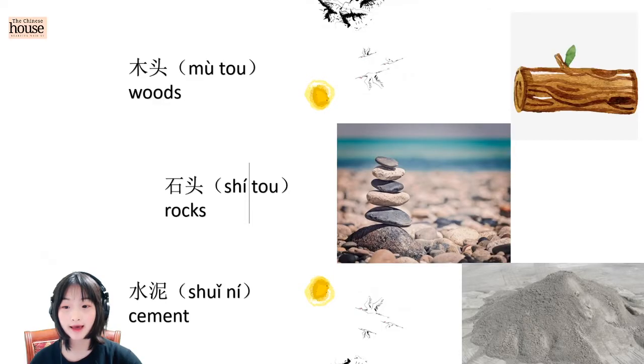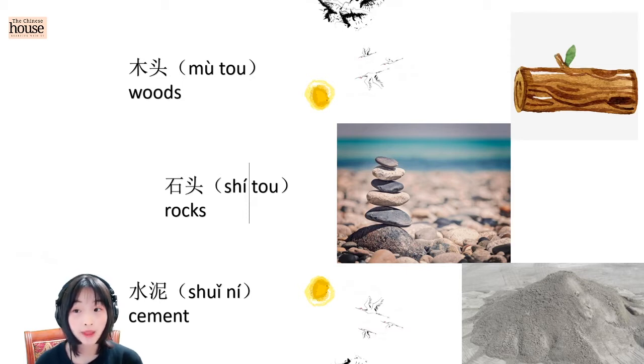And then we have woods, 木头, 木头. And the second character is in light tone. 头, 木头. And then rocks, 石头, 石头. Again, it's light tone, 头, 石头, 石头.